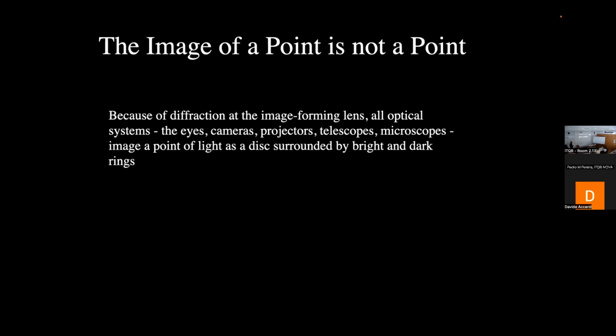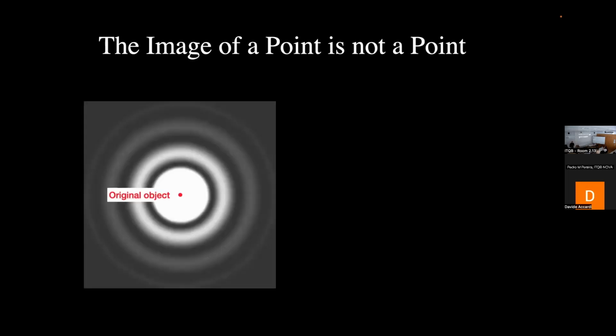Okay. The image of a point is not a point. This is philosophy, guys. Why am I telling you this? Because of diffraction, when we image a dimensionless source of light, that could be one of your fluorophores or anything that is tiny and emitting light, or even reflecting light, the image of our point source of light will not be a point. It will be limited by diffraction, and will actually be a disk of light surrounded by bright and dark rings, like this one.